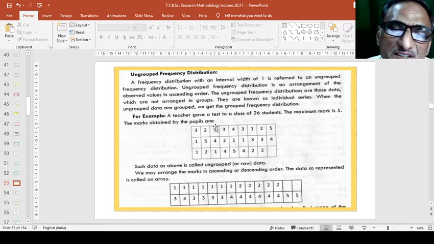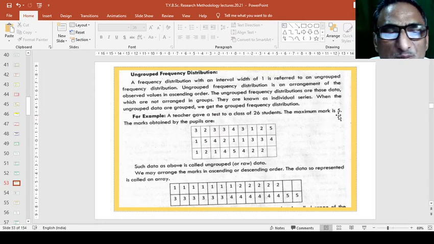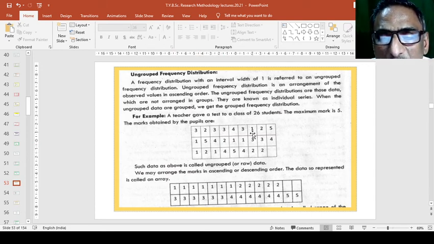Example: a teacher gave a test to a class of 26 students. The maximum mark is 5 and the marks obtained by the pupils are 3, 2, 3, 3 and so on. These are the 26 students and these are the marks obtained by them. Such data as above is called ungrouped or raw data. We may arrange the marks in ascending or descending order. The data so represented is called an array.